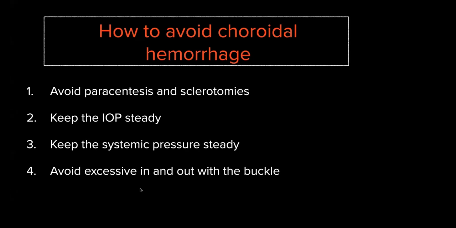I've also always been asked what to do in case of choroidal hemorrhage. Well, I have realized that if we don't change the IOP too much, it is much better. So I used to make paracentesis. Now I don't do it anymore. No paracentesis, no sclerotomies, if you don't have to do vitrectomy, just the buckle.